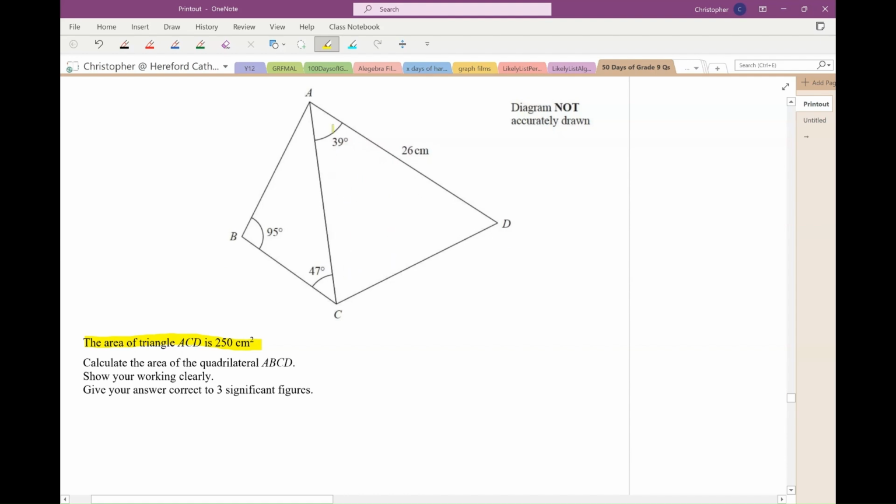Right, so I've got that 39. So I could use the area formula here. I know the area of a triangle is a half times AB times sine the included angle, so that's going to be sine 39. And I know that that equals 250. So I'm going to have a half times 26 times AC times sine 39 equals 250.